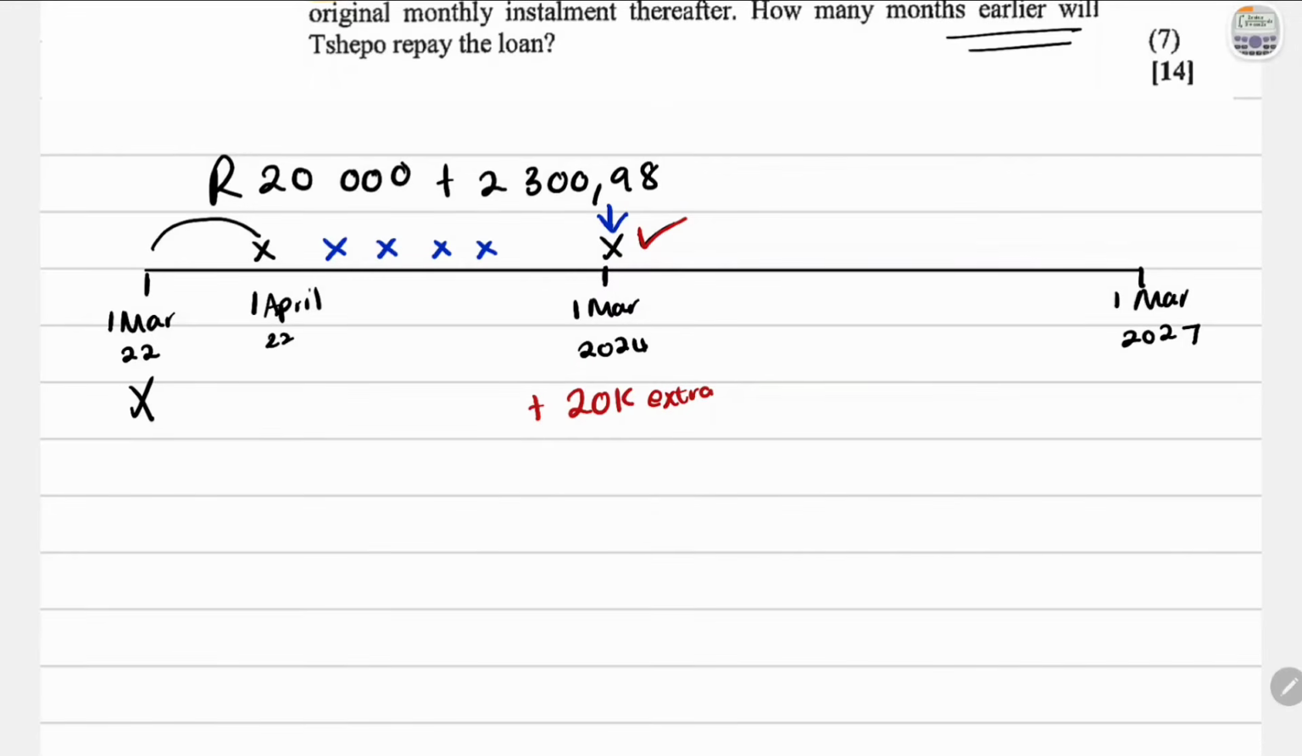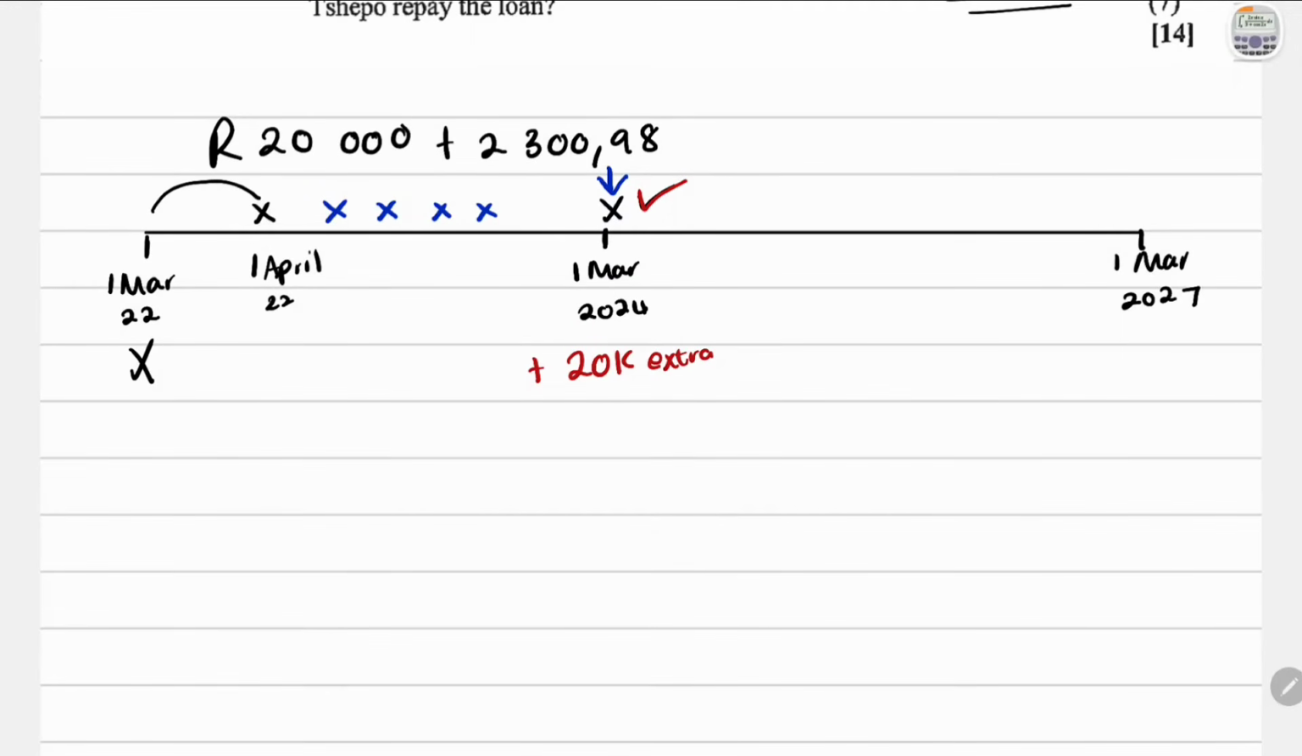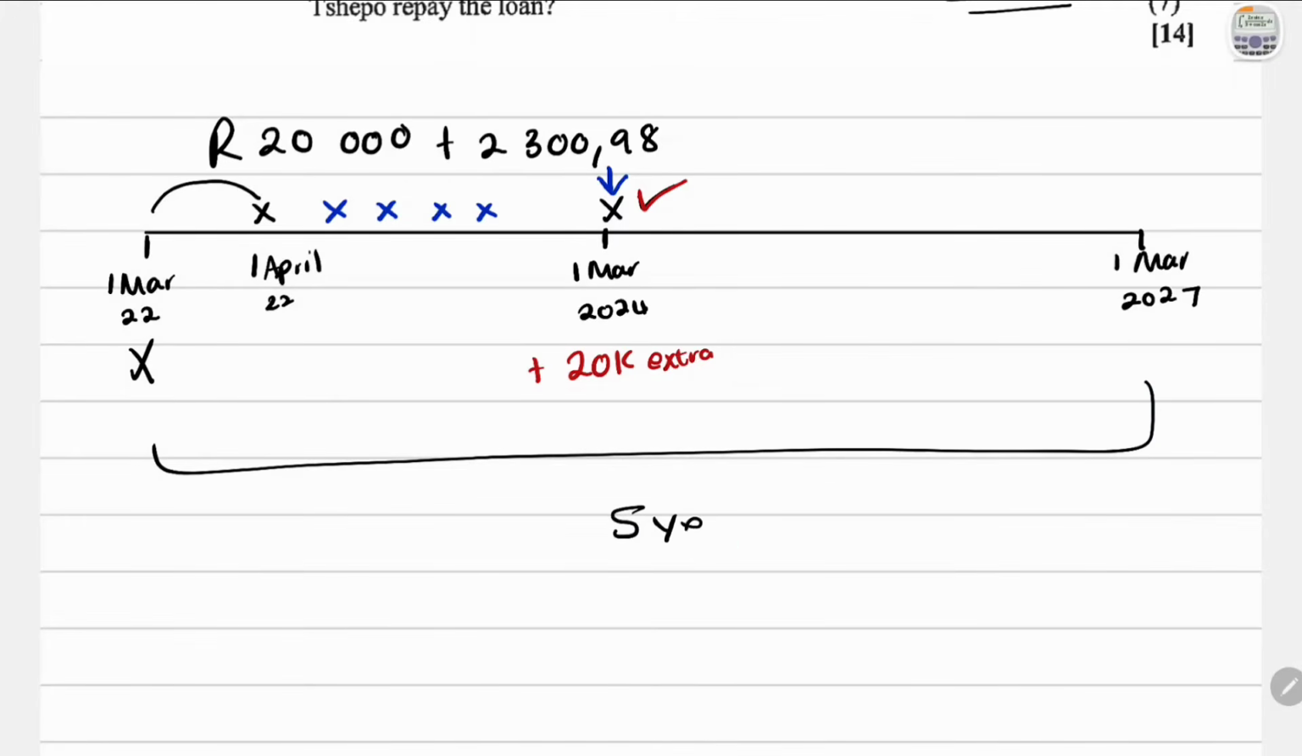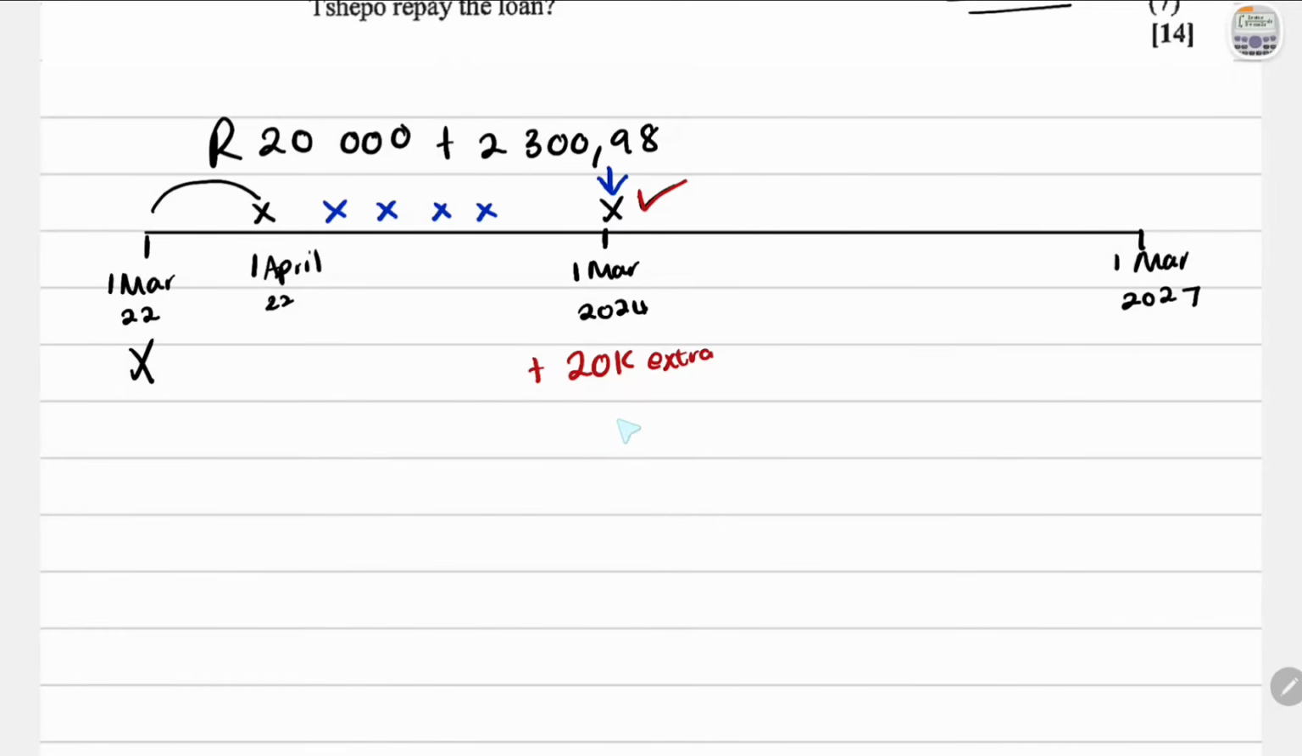Okay, let's see. How we can find out that is just to see how long this period was. This is a total of 5 years. He decides to add this 20K in the second year. So this is after 2 years. So if this is after 2 years, it means that he had how many years left to pay off this loan? He had 3 years left. So I want to find out how much he owes here.